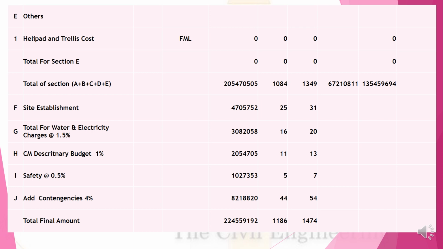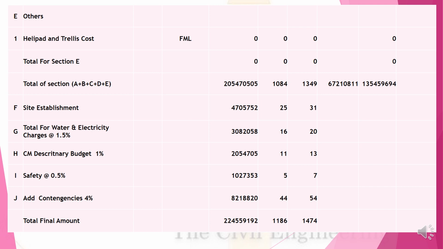Then site establishment, what will be the cost? Total for water and electricity. CM discretionary budget, safety, a certain percentage, that is the 0.5% I considered. Add contingencies 4%, which is bound to vary. This is the total amount.